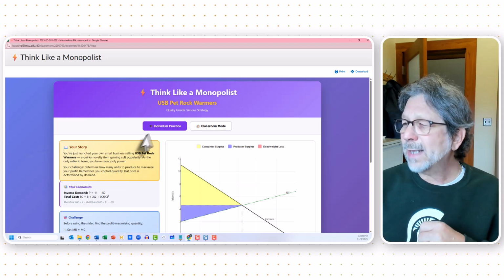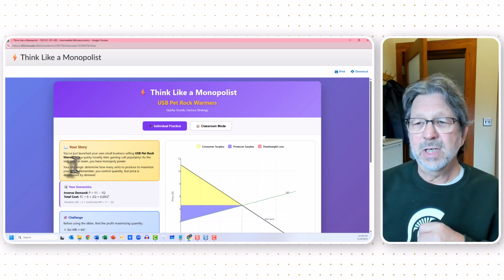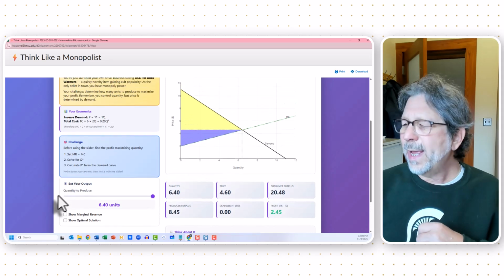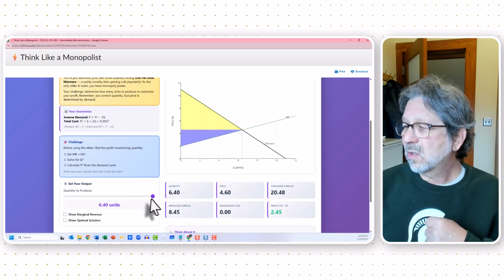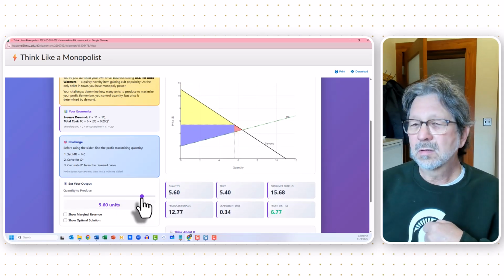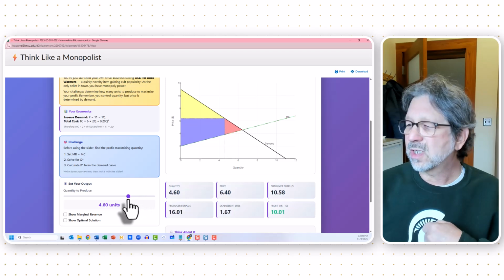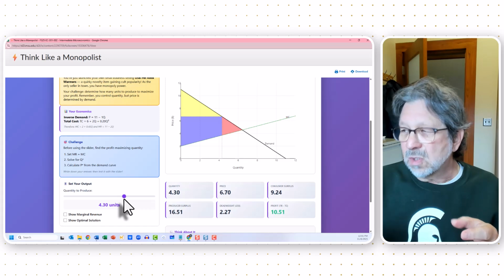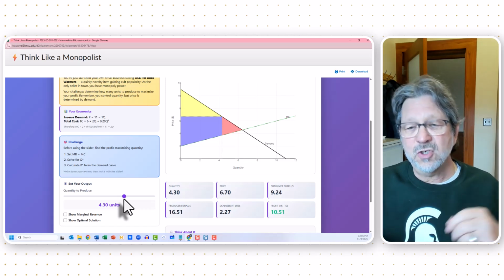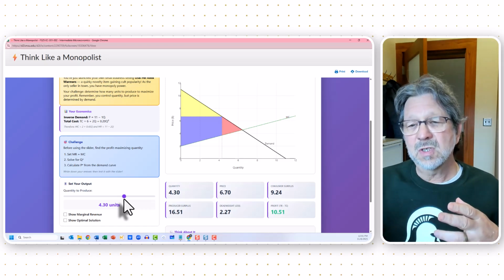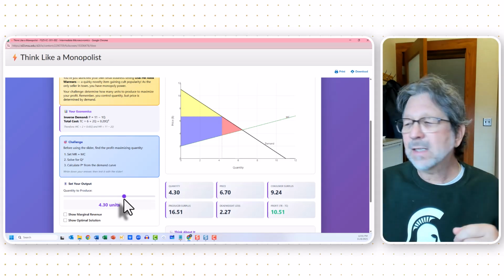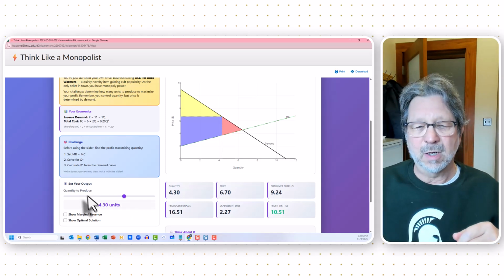In individual practice mode, students manipulate economic variables in real time. Watch what happens when I move this quantity slider, simulating a monopolist's production decision. The graph updates instantly. Consumer surplus shrinks, producer surplus changes, deadweight loss appears in real time. Students see both the visual impact and the exact numeric values.